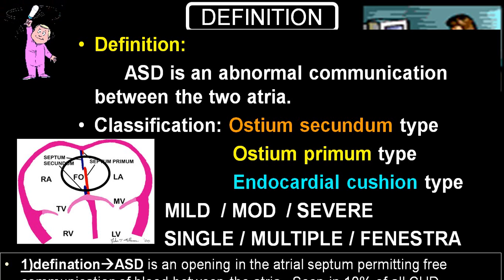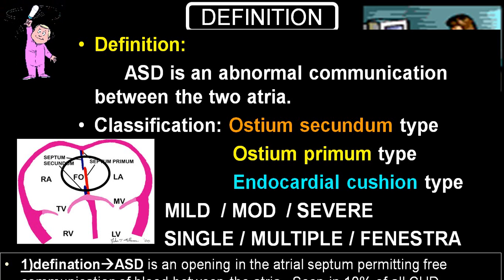ASD is an abnormal communication between two atria which persists after birth. Then we call that an atrial septal defect. And this can be classified into three groups: ostium secundum defect, ostium primum defect, and endocardial cushion defect. And depending upon the severity, mild, moderate, and severe.